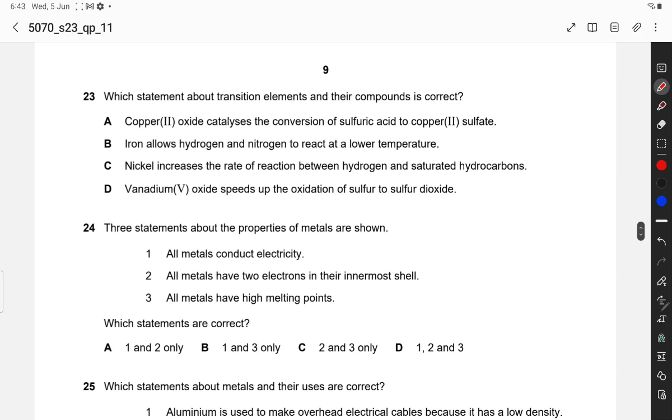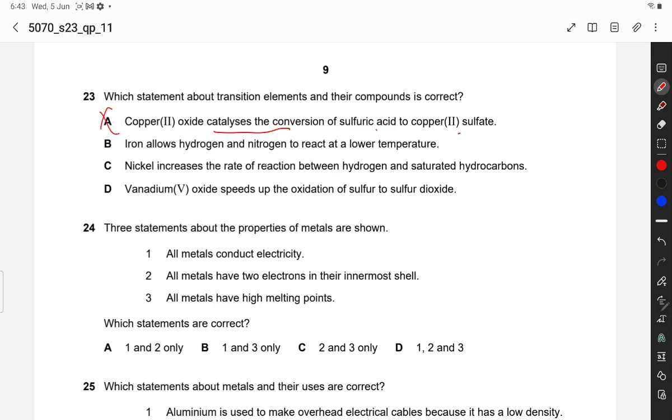Question number 23. Which statement about transitional elements and their compounds is correct? Copper 2 oxide catalyzes the conversion of sulfuric acid to copper 2 sulfate. No, it is not catalyzed, it just reacts with sulfuric acid to form copper 2 sulfate. Please always keep in mind that a catalyst does not become part of the compound, so it is incorrect.